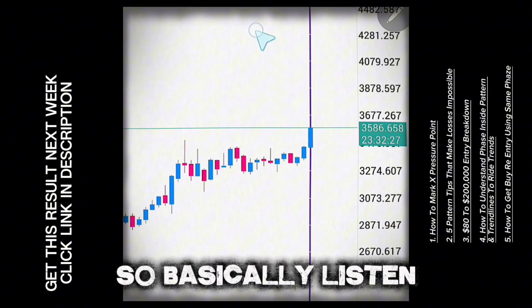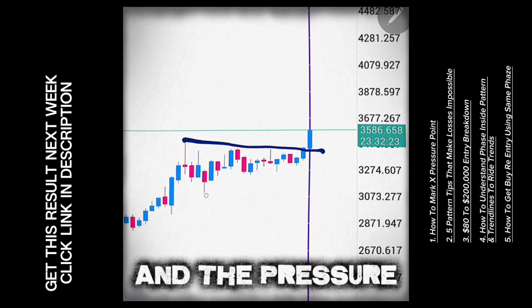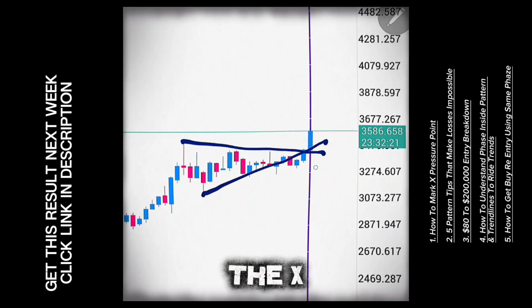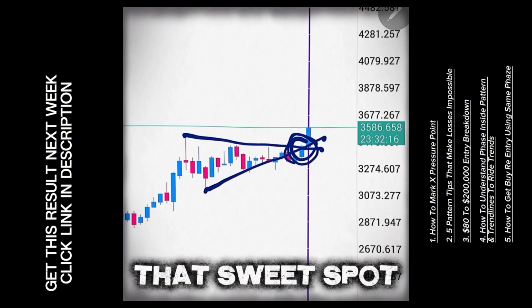So basically, listen attentively. You want to get a pressure point, and the pressure point is literally the end of the X in every trend line. And where is the end of the X? That sweet spot there, that circle there.